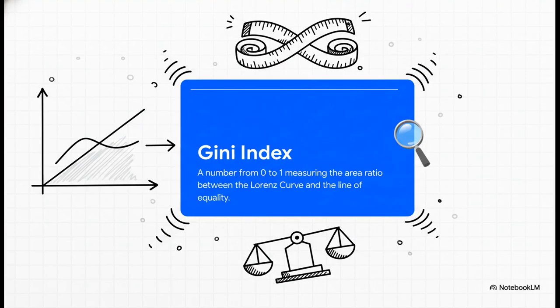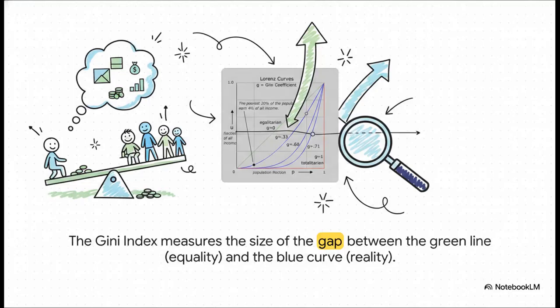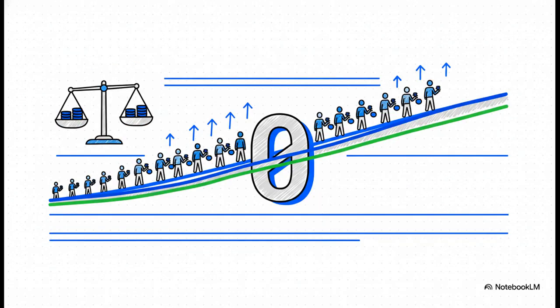So the most important thing to get here is that the Gini Index isn't just some random number they made up. No, it comes directly from that Lorenz curve we were just looking at. Really, it's just a clever way of measuring the size of that gap between the perfect world and the real world. So if we look at our graph one more time, the Gini Index is literally a measurement of that space, that area between the green line of equality and the blue curve of reality. It takes the size of that gap and spits out a single, simple number. The bigger that area gets, the higher the Gini score, and the more inequality you have. Simple as that.